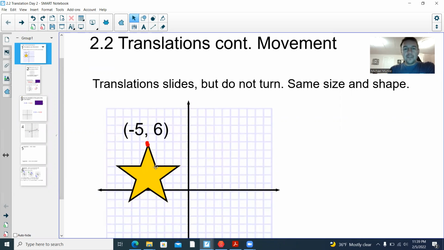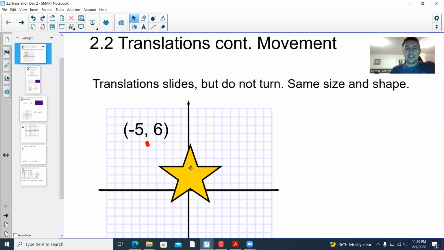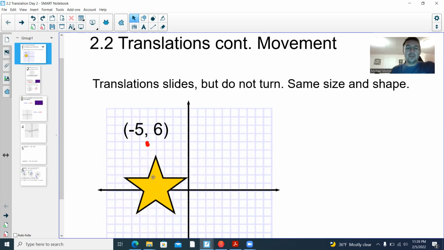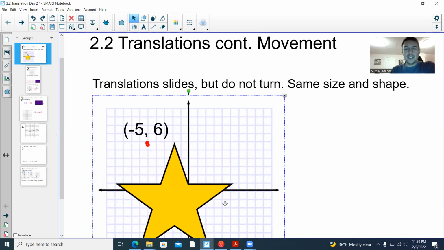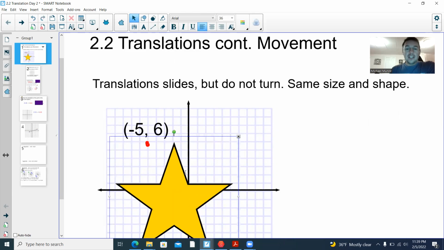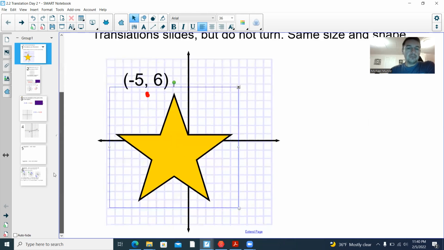Slide means it can go left or right, up or down, but it doesn't turn, and it doesn't change size or shape. So an example of that would be this star right here. It can slide right, it could go left, or up or down, doesn't matter. What it cannot do though is increase size, and its shape can't change. So that's a translation.